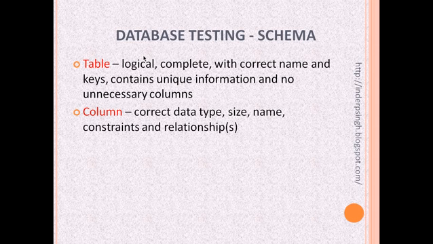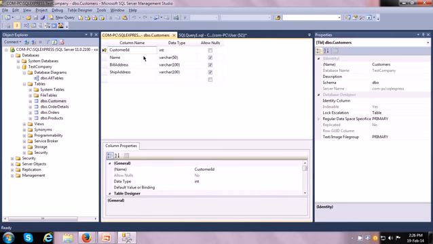So let us look at the columns of the customers table here. Here we can see customer ID is int, which is fine, and allow nulls is also disabled, which means that the primary key cannot be null. You cannot just not have a primary key. You cannot have a blank primary key.